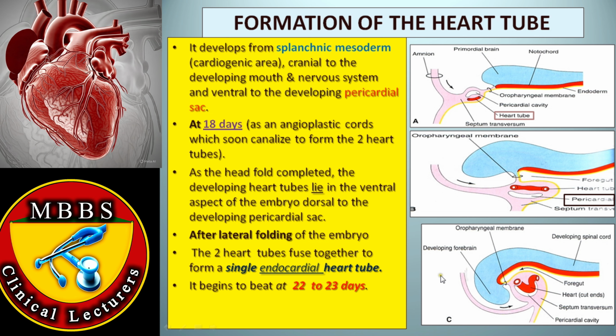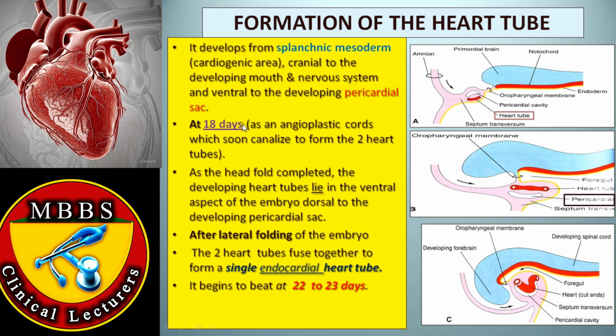The heart is developed from the splanchnic mesoderm in the cardiogenic area. Initially, that cardiogenic area is present at the head region, and when the folding occurs, it reaches in front of the buccopharyngeal membrane. When further folding occurs and the septum transversum is formed, it reaches into the pericardial cavity.